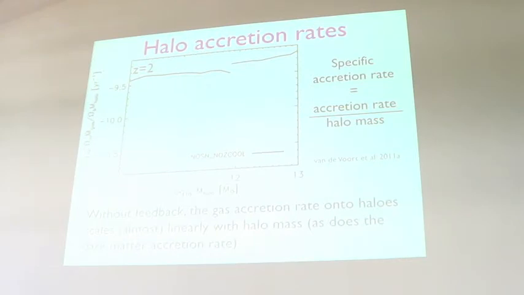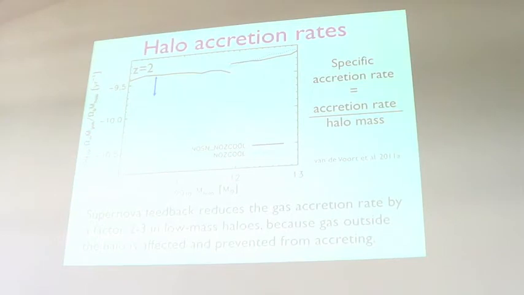So without feedback, gas accretion onto the halo, measured at the virial radius, does approximately the same thing as the dark matter accretion rate does: it also scales linearly with halo mass. But if you start adding some extra feedback models, so now I've added supernova feedback, this still doesn't include metal line cooling, by the way, but the difference between the two simulations is adding supernova feedback. You can see that for high mass halos nothing changes, but for low mass halos you start getting a suppression of the accretion rate.